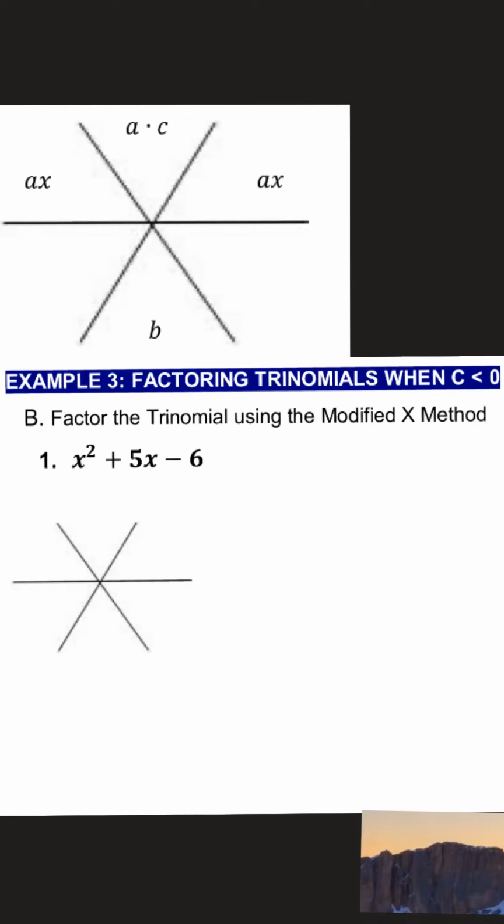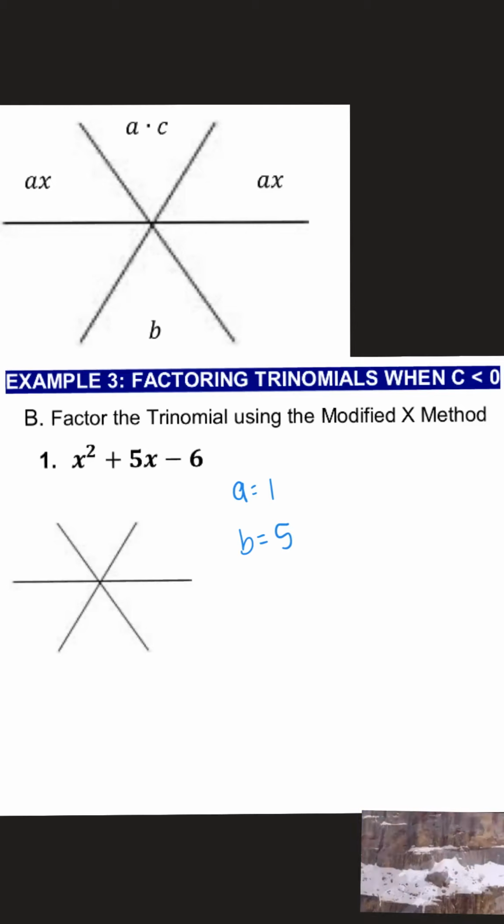All right, so this next example talks about when c is less than 0, meaning when c is negative. So number 1, we have x squared plus 5x minus 6. And I'm going to do the same thing I did before. So a equals 1, b equals 5, and c equals negative 6.